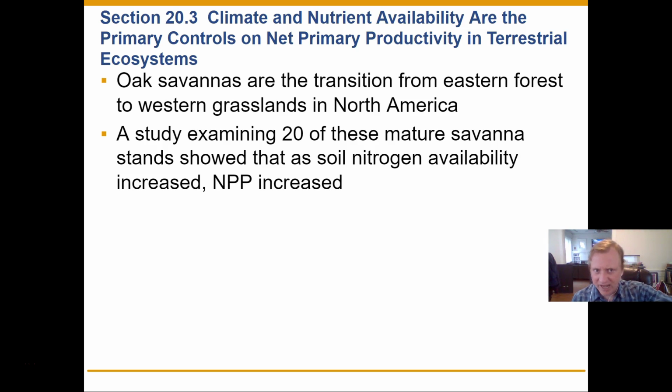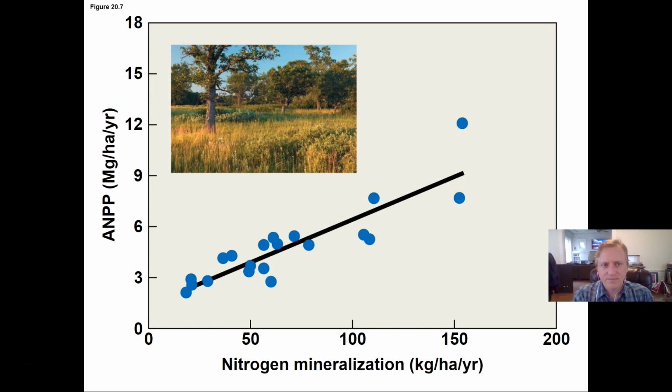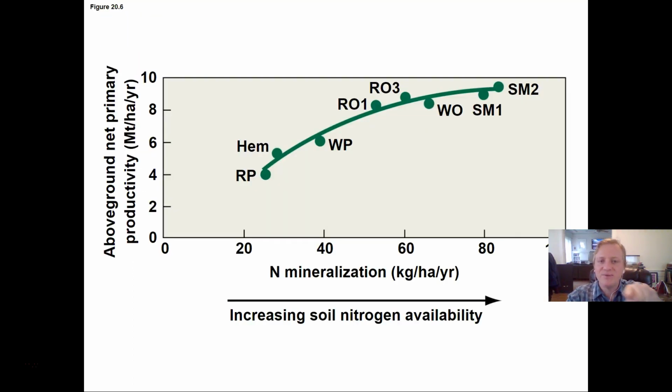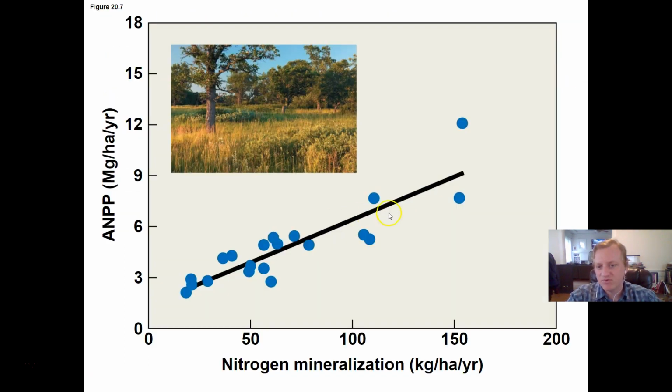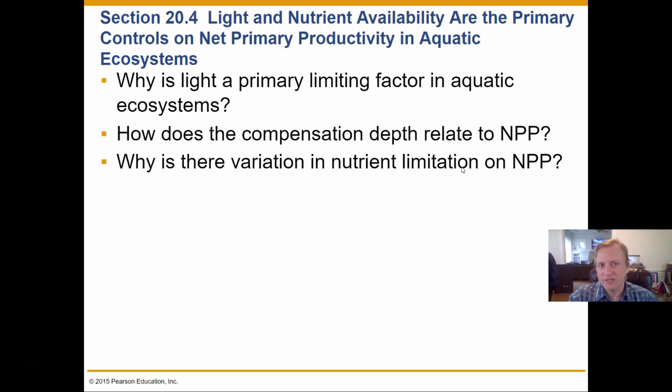And again, this is just rehashing that study. Oak savannas on the transition from eastern forest to western grasslands in North America. They examined 20 mature savanna stands, and they showed that as soil nitrogen availability increases, net primary productivity increases, which should make some sense. The more nutrients you have available to you, the more productive you're going to be. Different study, but yeah, there you have it. I actually confused the studies, but they're saying the same thing. If you have more nitrogen, you have more productivity.